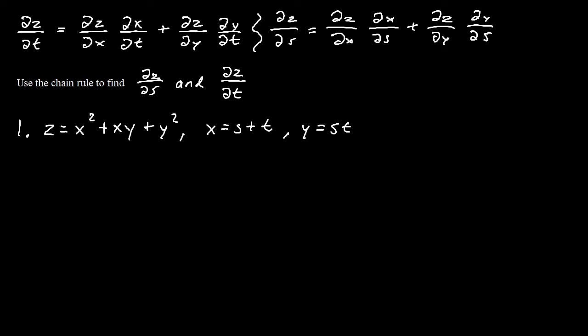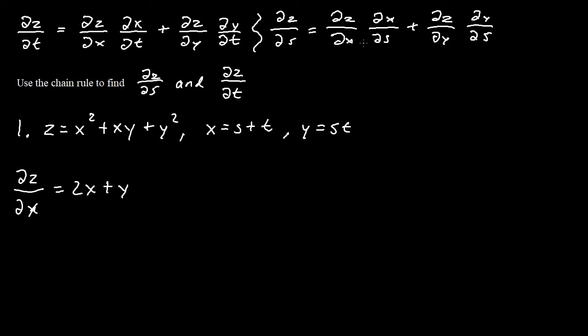So for number 1, we have z equals x squared plus x times y plus y squared. x is equal to s plus t, and y is equal to s times t. So let's go ahead and start by finding the partial derivative of z with respect to s. So let's go ahead and first find the partial derivative of z with respect to x. Now x is going to be the variable. Everything else is a constant. So derivative of x squared is 2x. Derivative of x times y is a positive y. And the derivative of y squared is 0.